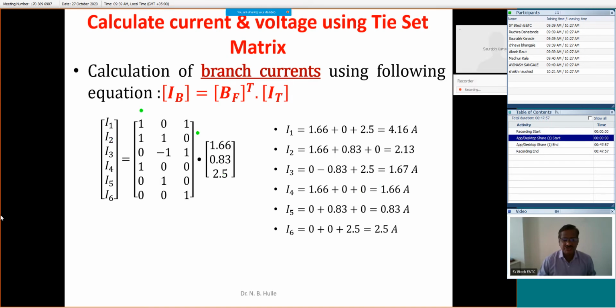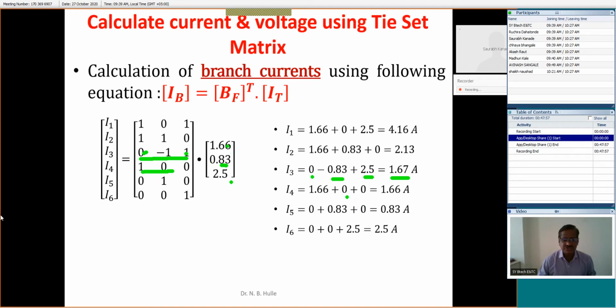Similarly, if we are finding the third branch current, this is the multiplication of this row into this column. 0 into 1.66 is 0. This minus 1 into 0.83 is minus 0.83. This 1 into 2.5 is plus 2.5. Minus 0.83 plus 2.5, its value will be 1.67 amperes, the value of the third current. Similarly, the fourth current I4 is this row into this column.